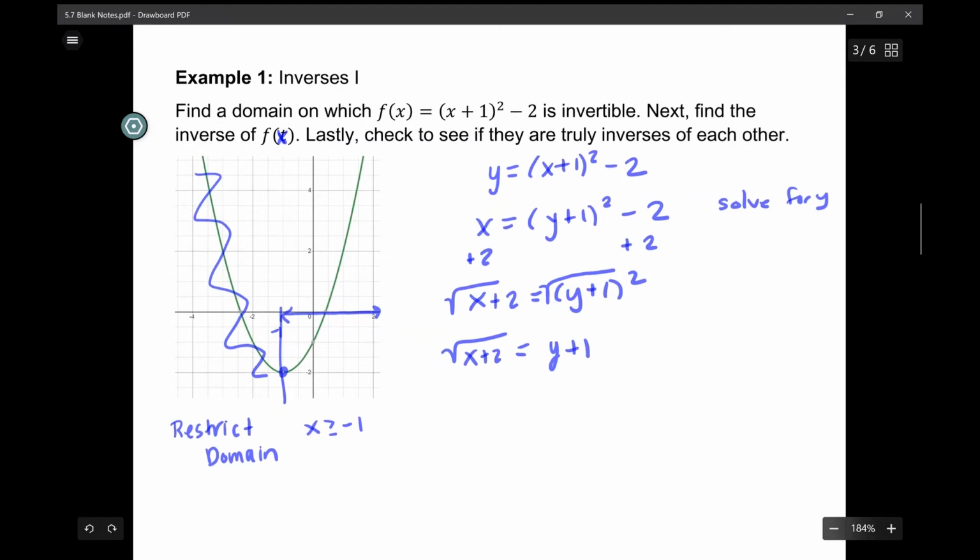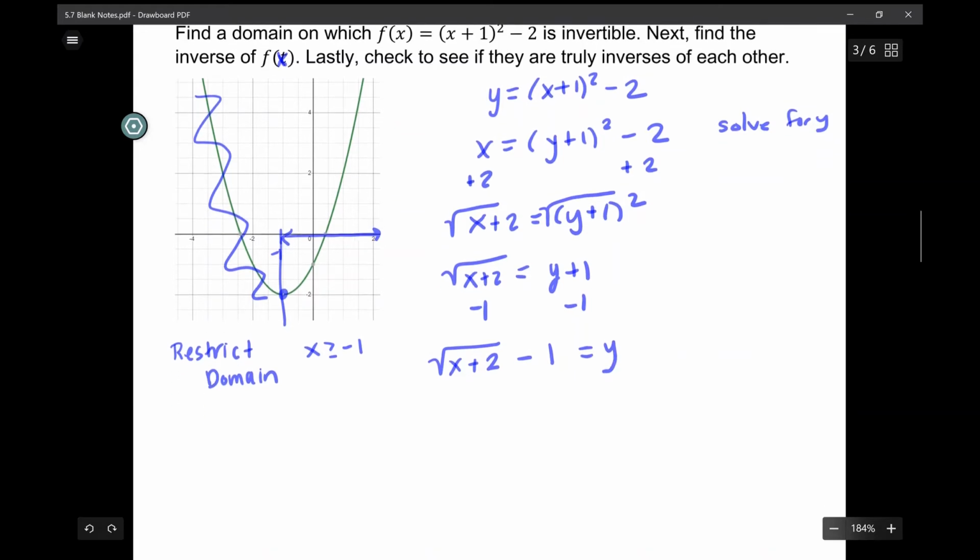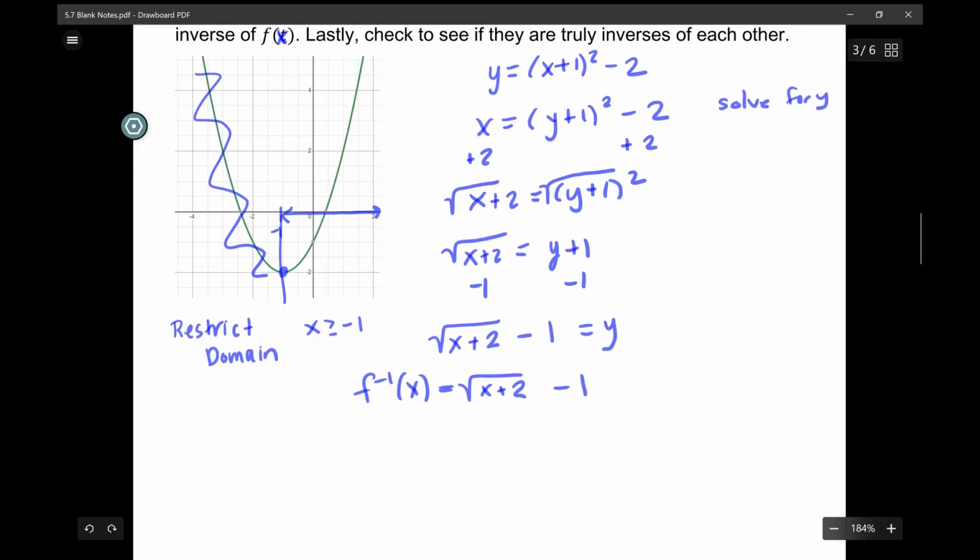And now we're going to subtract 1 from each side. Now be careful, the subtract 1 is not under the square root. You already took the square root. The 1 wasn't part of it. So it's the square root of x plus 2 under the square root sign, and the -1 not under the square root sign. All right? And that is our inverse function. So now we can write f inverse of x equals square root of x plus 2 in your square root minus 1. All right, so now let's check to see if they truly are inverses of each other.